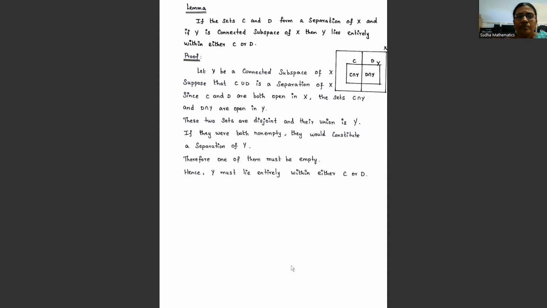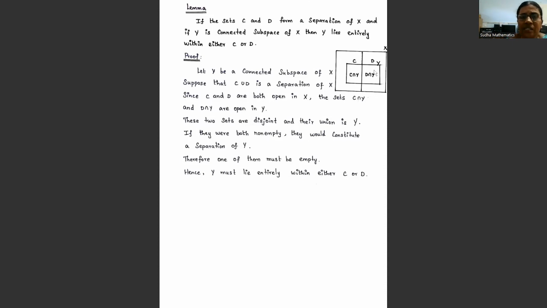Next concept. If the sets C and D form a separation of a space X, and if Y is a connected subspace of X, then Y lies entirely within either C or D. Coming to the proof, let Y be a connected subspace of X. See, this is our space X and this inner rectangle is our subspace Y. Now I have supposed that C and D form a separation of X.